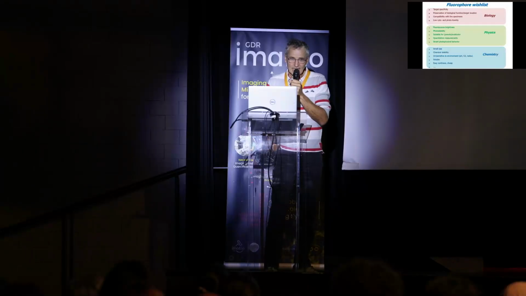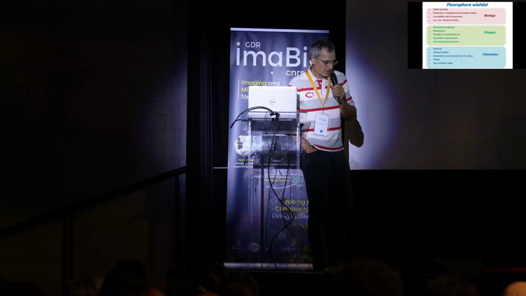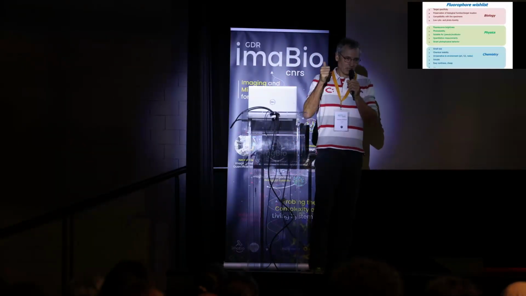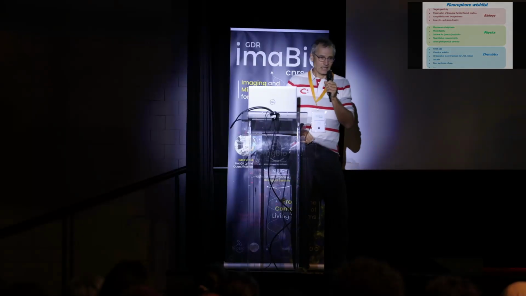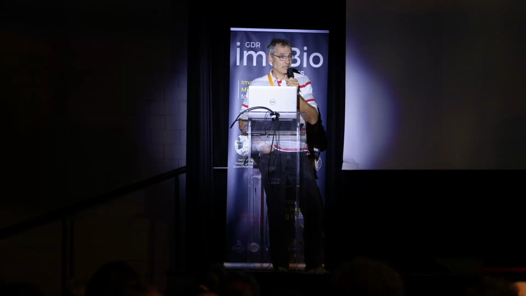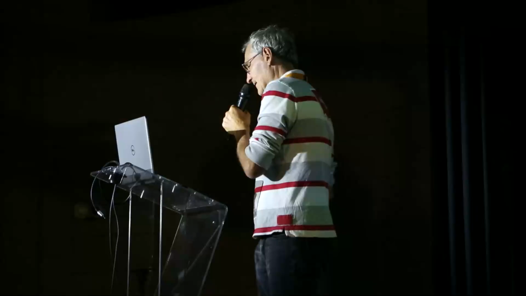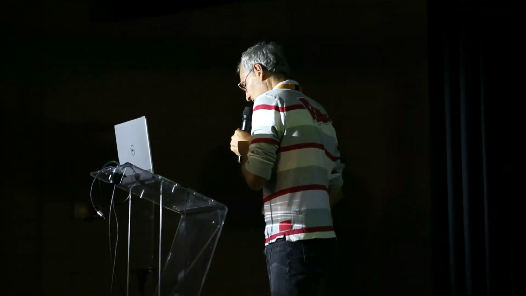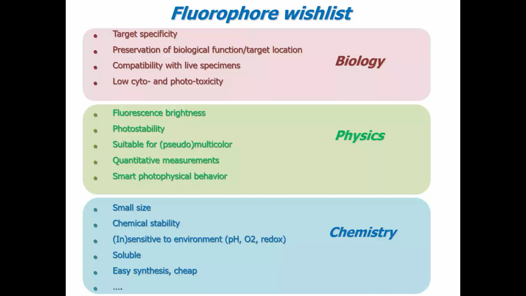Often we want to be quantitative. So maybe we want only one fluorophore per target, and a simple behavior that allows for counting. And finally, when it comes to advanced fluorescence microscopy techniques, essentially super resolution by SMLM, we want so-called smart photophysical behaviors, which has to do with photoswitching, blinking, and so on.